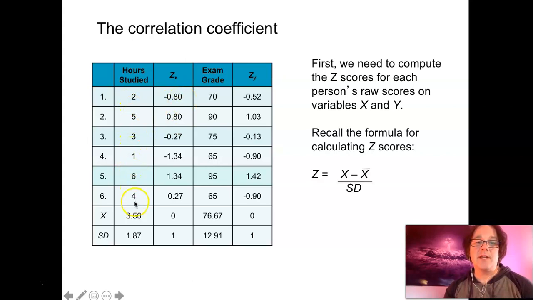I did that for all of my x-scores, and then for all of my y-scores, the exam grades, I did the same thing. I took 70 as my y-score, subtracted out the mean of my y-scores, 76.67, and divided by 12.91 to get a z-score of negative 0.52. Now, if you remember way back when you learned about the normal distribution, you know that the normal distribution is a z distribution, and the mean, median, and mode of the normal distribution is 0.